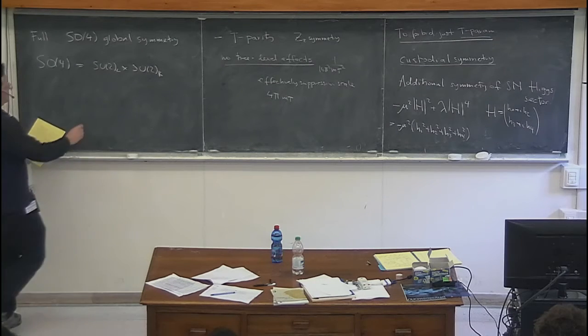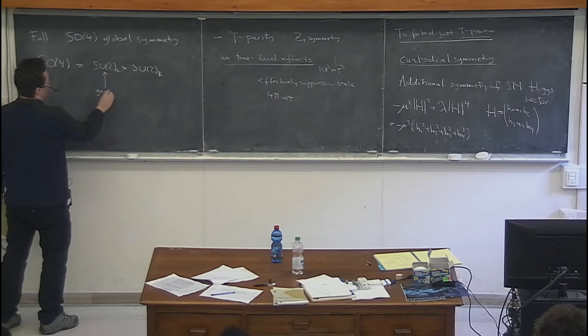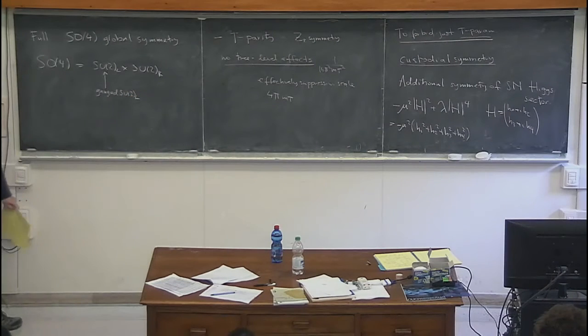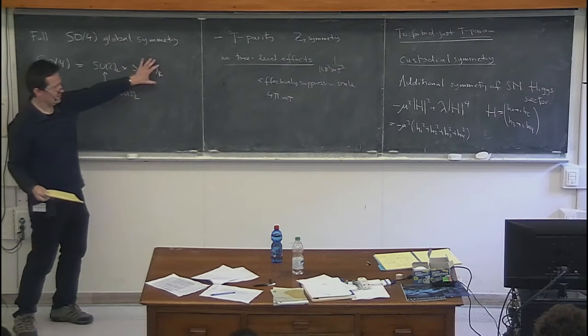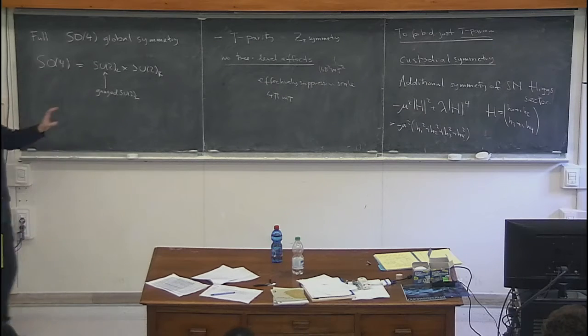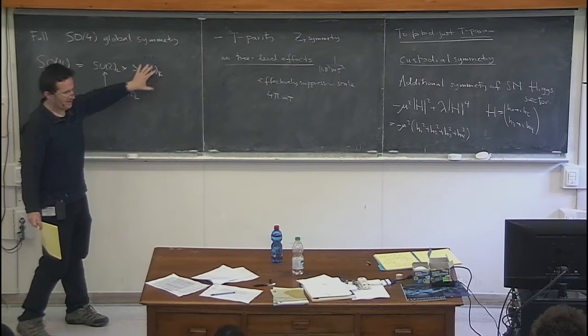All right, and then of course, the identification is that this is the gauged SU2 left of the standard model. And then there's this additional piece, this SU2 right symmetry. That's sometimes what is called the custodial symmetry, this SU2 right symmetry.